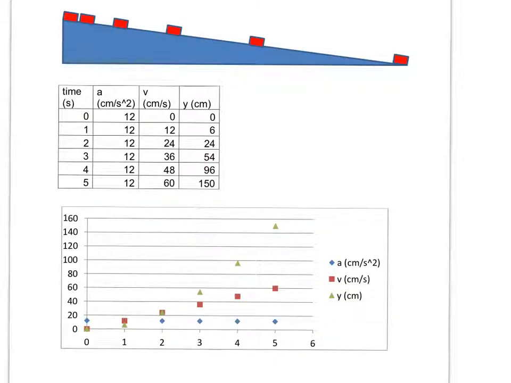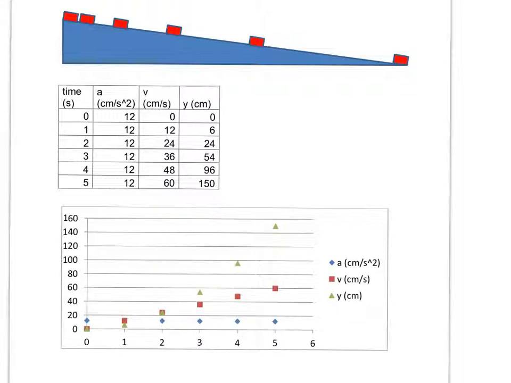So note the data table copied in the slide. You can see the acceleration is 12 centimeters per second squared everywhere. The acceleration is constant because the slope of the incline is constant. And so from that, you shouldn't really need the equation. You should think this through. But you can use the equation if you want.